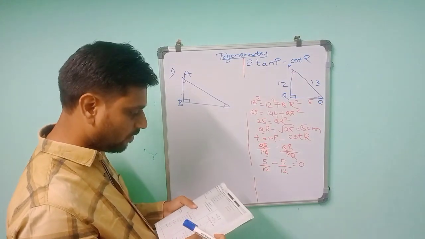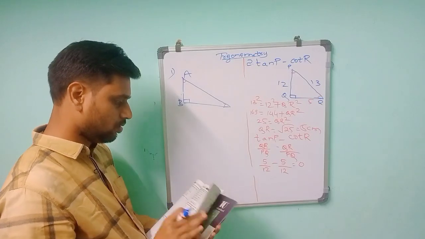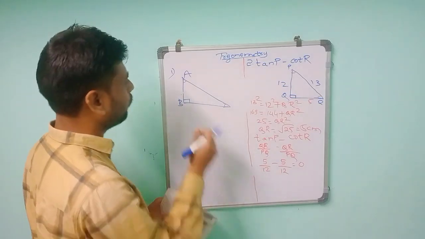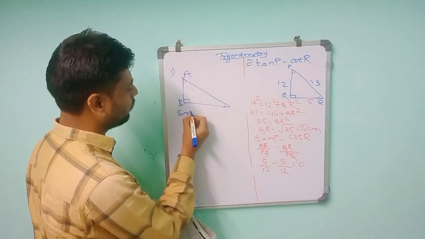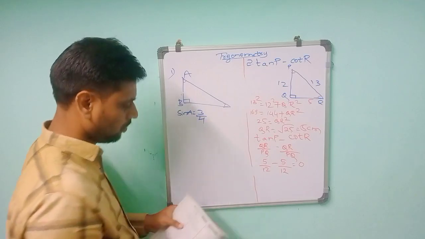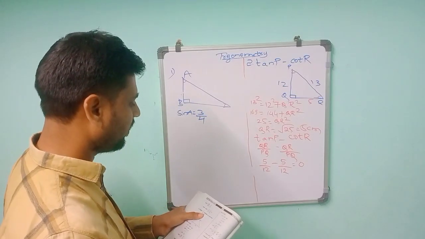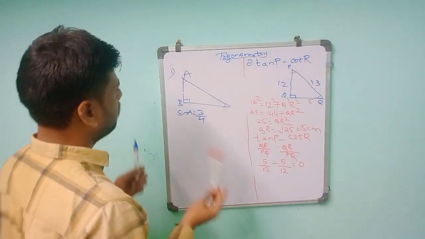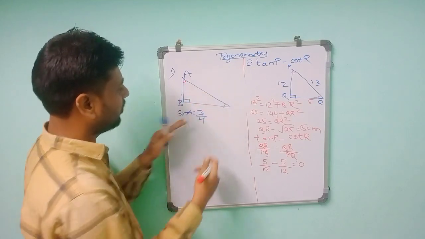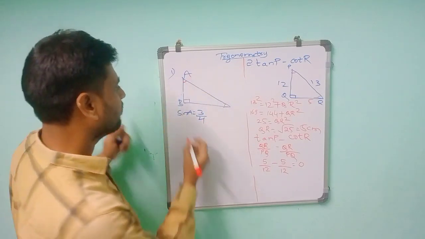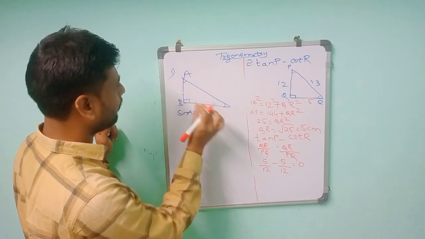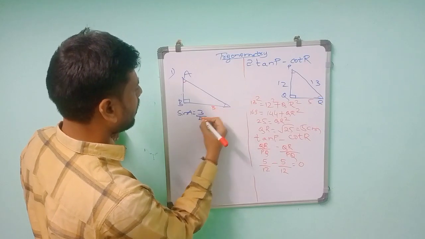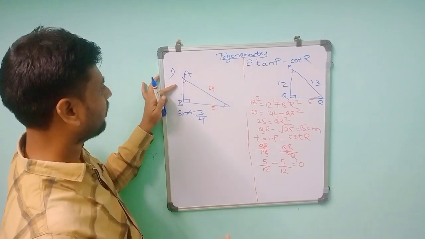See here, next problem. They have given sine A is equal to 3/4, then calculate cos A and tan A. In the same diagram, ABC, B is the right angle. Sine A formula is opposite by hypotenuse, so the opposite is 3 and the hypotenuse is 4. So you have to find this side, AB.